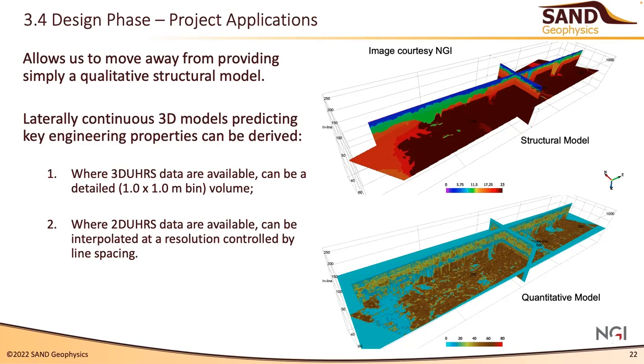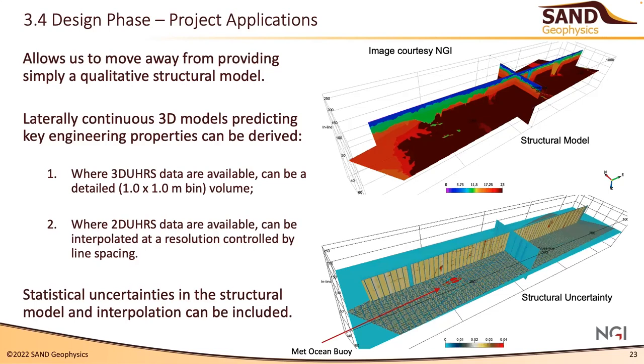If it's 2D data, as was the case here, the cell size on your 3D model is going to be larger. In this case, it was 25x25 meters, but it's still a much higher fidelity model than you get by just relying on those 1D CPT locations. And importantly, coming back to that idea of understanding the uncertainties, you can build statistical uncertainties into that. You can add uncertainties of the structural model as well as uncertainties on the predicted CPT tip resistance, for example. In this case, we included uncertainty on the interpolation and how that dealt with the spacing between the lines.